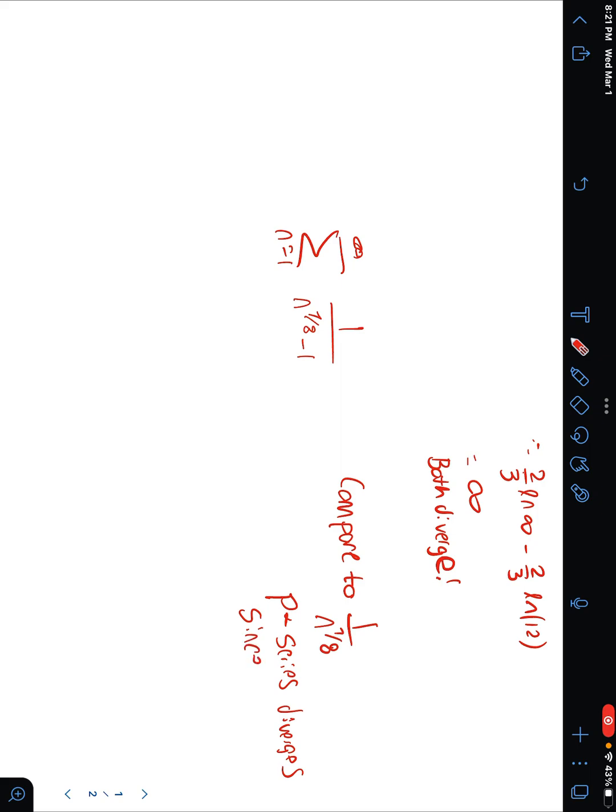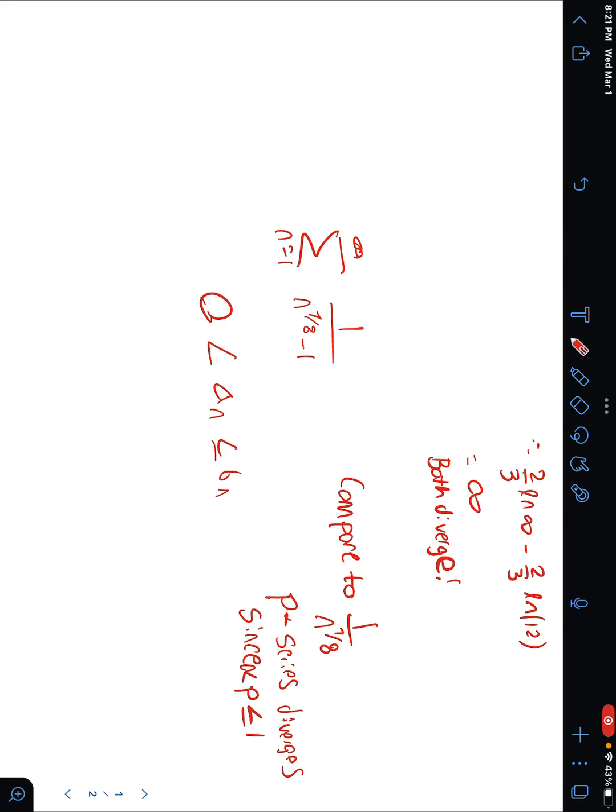Since p is between 0 and 1, let's go through and determine if it follows this: 0 is less than a sub n is less than or equal to b sub n.